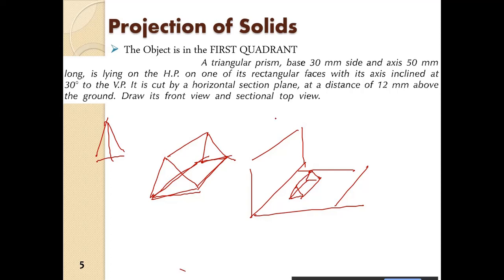Like this it is lying, and it is cut by a horizontal section plane. The plane is horizontal, so obviously the cut section will also be horizontal, at a distance of 12 mm above the ground.